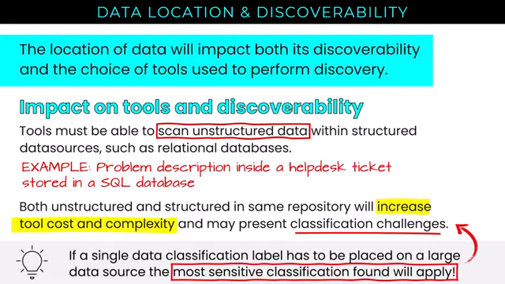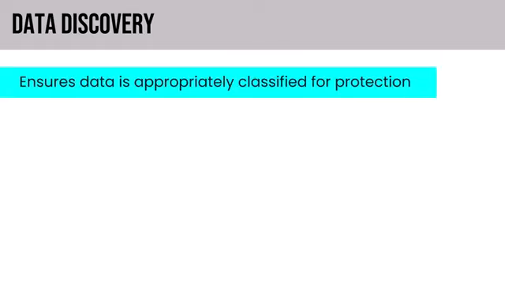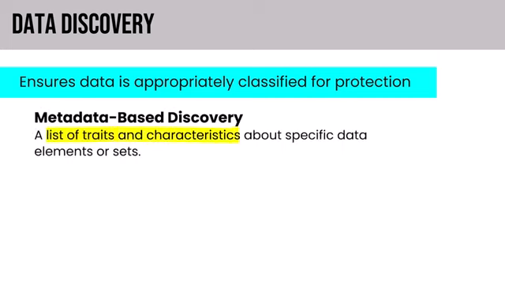If we have to put a single classification label on a large data source, the most sensitive classification found would apply. So in the case of that help desk ticket stored inside a SQL database, if there's sensitive data within that ticket, we might have to put a single very sensitive classification on a large repository that has a bunch of less sensitive data there. So tooling will matter in that case. So data discovery ensures that data is appropriately classified for protection. Discovery is really the first step, so we can then classify.